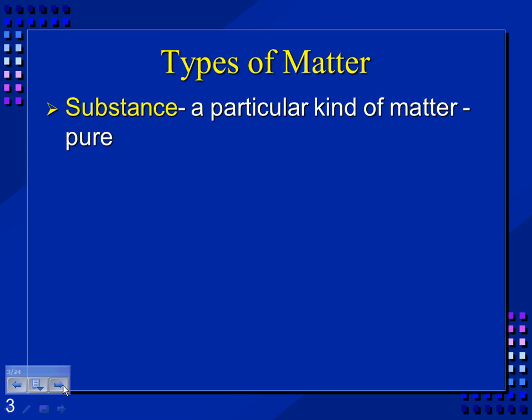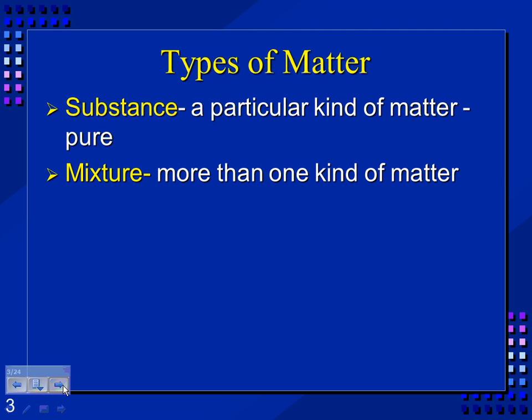Okay, if we look at the types of matter, really we're going to start putting them into either pure substances or mixtures. Whenever we think of a pure substance, we're going to be looking at elements and compounds. And when we look at mixtures, we're going to be looking at homogeneous and heterogeneous mixtures.